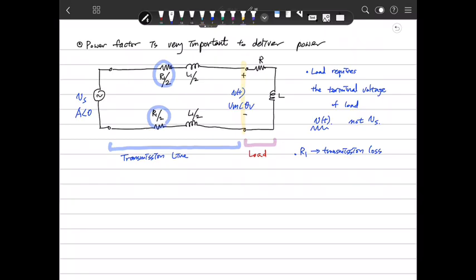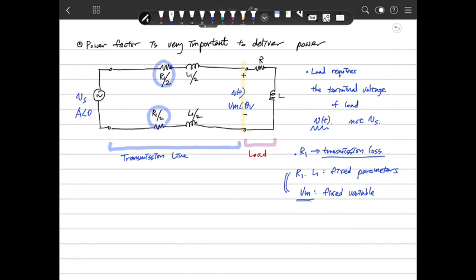So we need to minimize this transmission loss. But we know that R1 and L1 are fixed parameters. Why? Because this is caused by the transmission lines. So this is fixed, in the same way, we cannot change. Vm is a fixed variable. Why? Our load requires Vm at 220 volts.